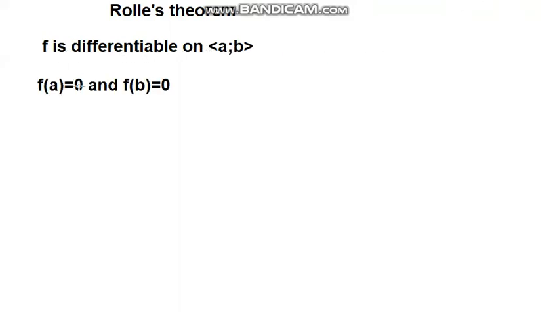Another interesting theorem is Rolle's theorem. So what is the definition? If function f is differentiable on the interval a, b, and f(a) and f(b) both equal 0, then f prime of c equals 0 such that c lies between a and b. It seems like something visible too, but let's prove it.